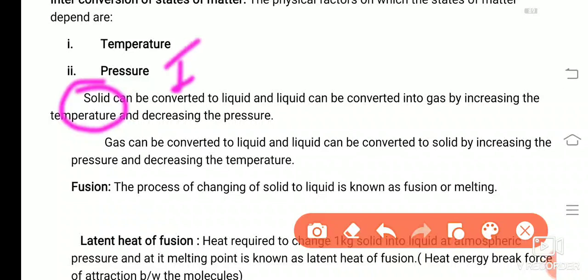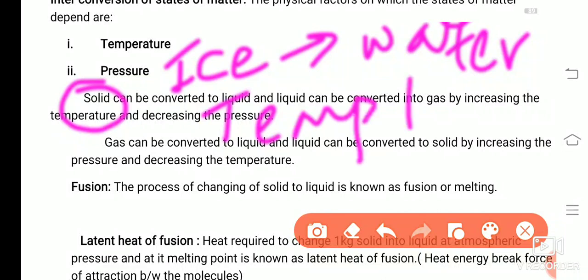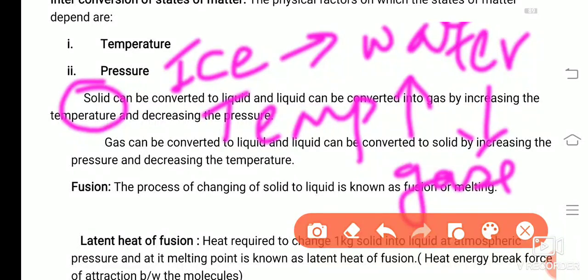For example, you have ice. Ice is converted into water. How will it convert into water? When you increase the temperature, ice can be converted into water. That means solid is converted into liquid, right? Similarly, water is also converted into gas when you increase the temperature, right?